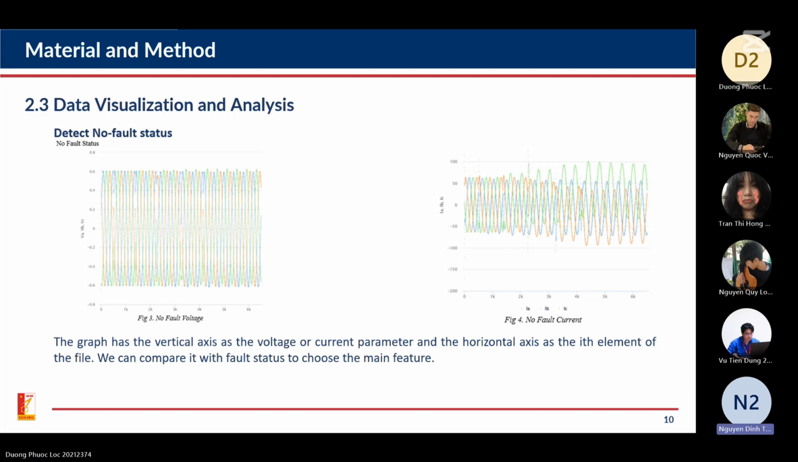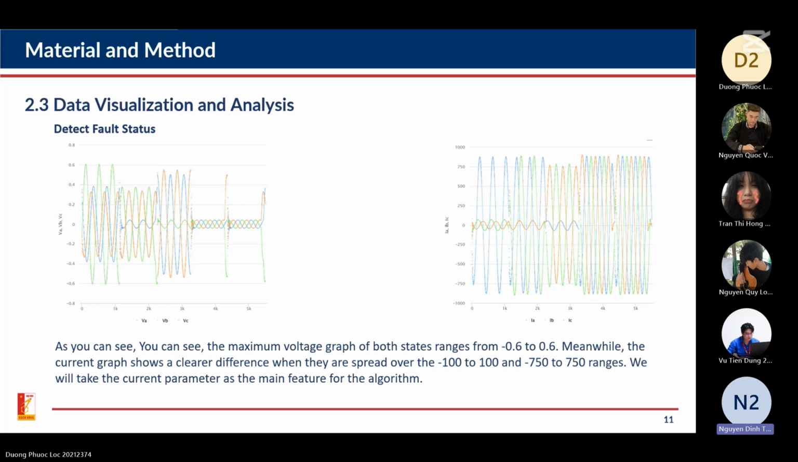About the detect no fault status, the graph has the vertical axis as the voltage and current parameters, and the horizontal axis as the element of the file. We can compare it with fault status to choose the main feature.